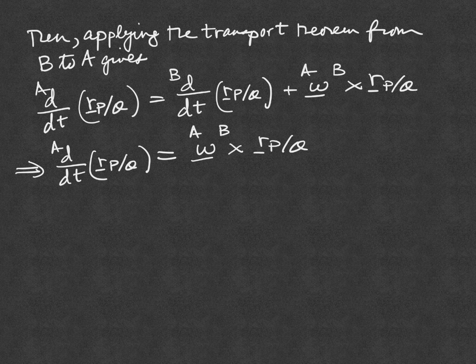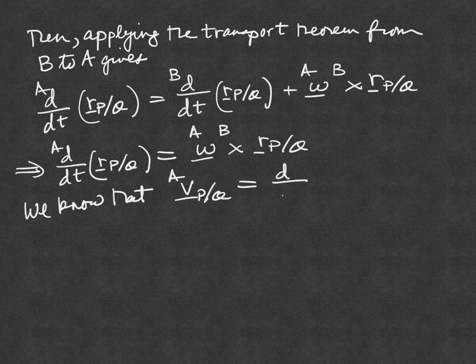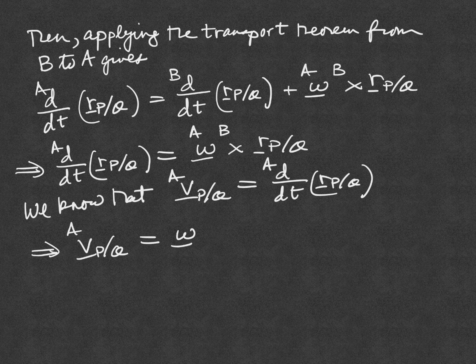But the rate of change of the position of p relative to q in A, that is equal to the velocity of p relative to q in A. So we know that the velocity of p relative to q in A is equal to the rate of change in A of the position of p relative to q, which implies that the velocity of p relative to q in A is equal to the angular velocity of B in A crossed with the position of p relative to q.